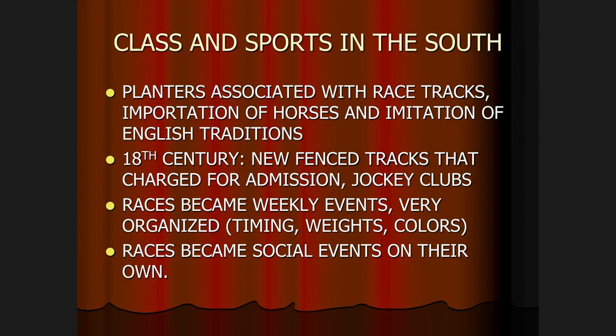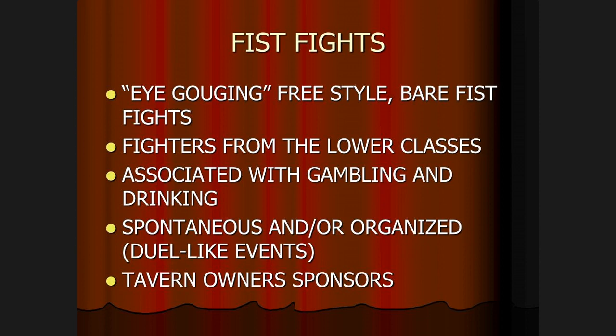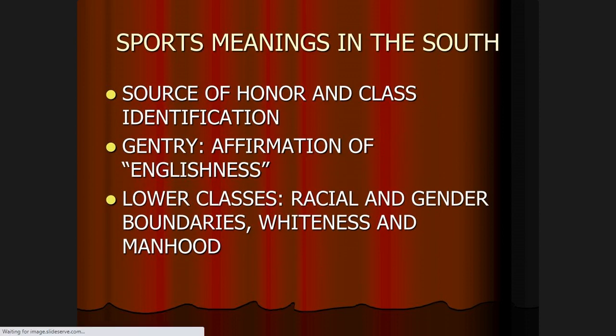In the 18th century, the track changed its admissions and the jockey became part of the attraction. Eye-gouging, freestyle bare-fist fights, fighters from the lower classes associated with gambling and drinking, spontaneous and organized duel-like events, tribal honor sponsors. Now we have sports meetings in the South, a source of honor and class identification, gentry, affirmation of the English, lower classes, racial and gender boundaries, whiteness and manhood.